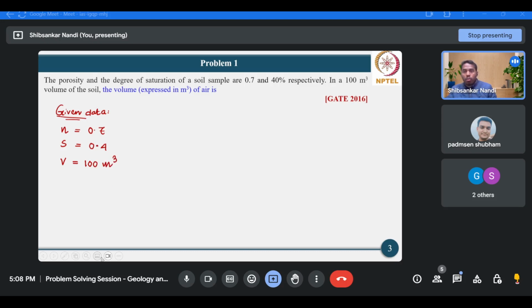Now what is asked in this question? The volume of air, that means Va. So Va needs to be determined. Now how can we determine this Va? We'll start from the very beginning, that is the fundamental definition of porosity and the degree of saturation. Now what is the definition of porosity? Can you please let me know what is the definition of porosity?